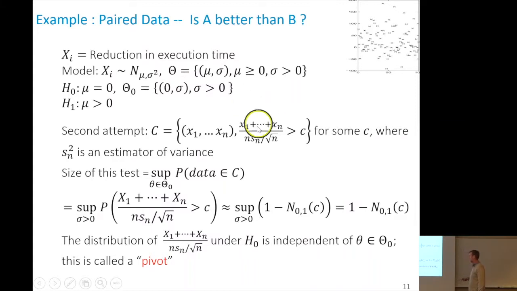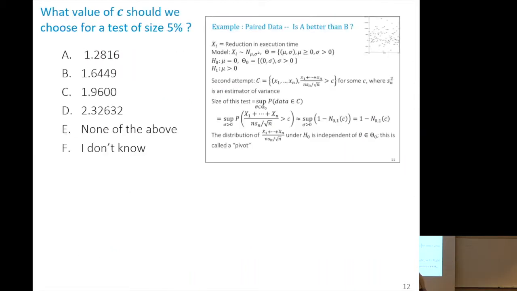So we will take a critical region of this type, and then the size of the test will be 1 minus the CDF of C, where C is the threshold. Now, to do a test, we need to find the value of the threshold. Which value would you give to the threshold?